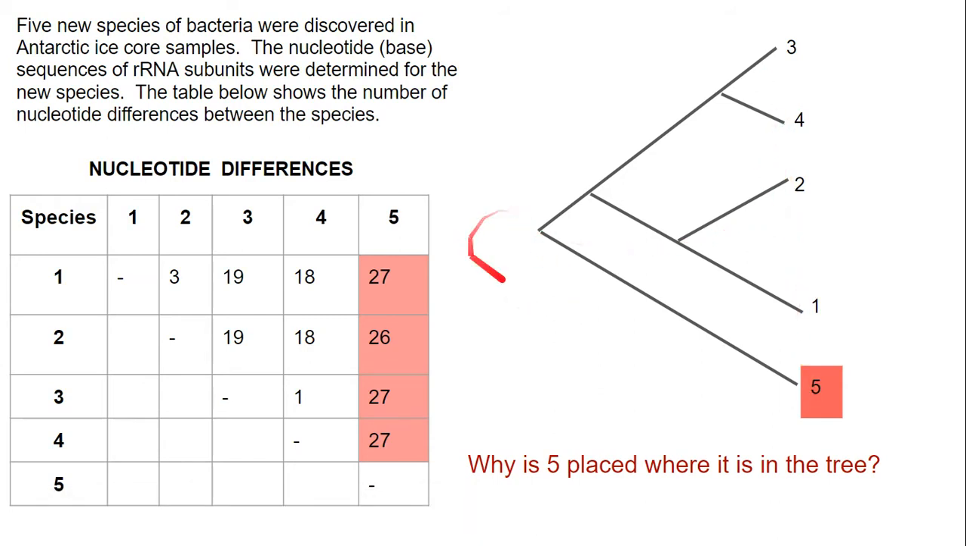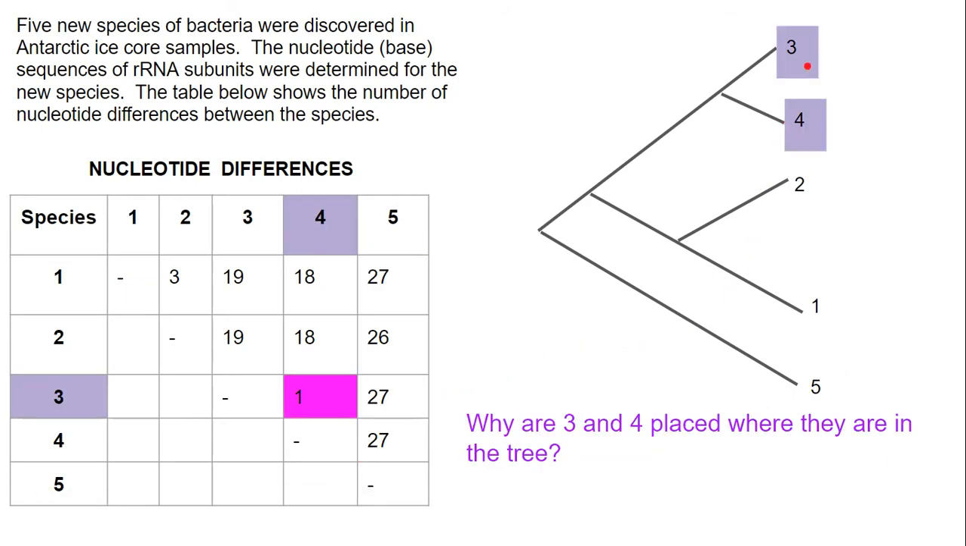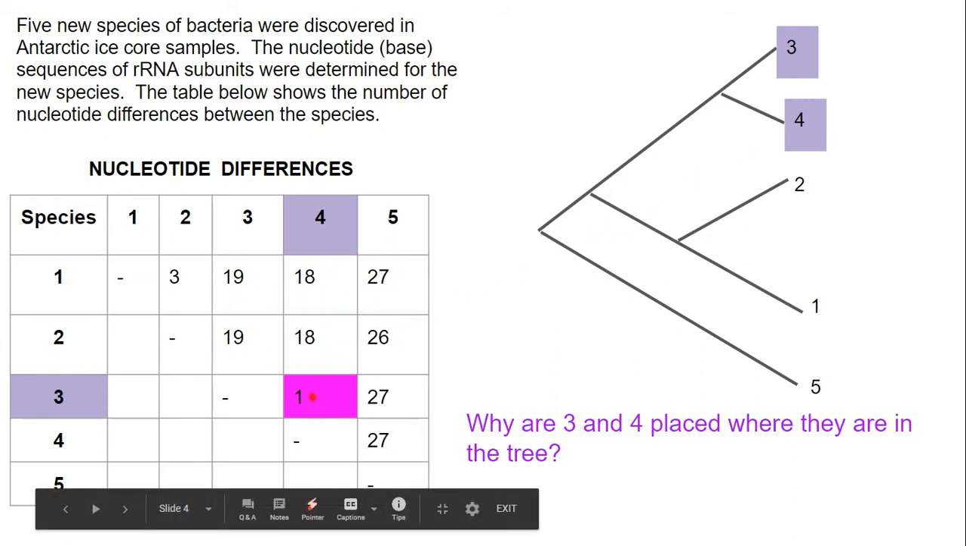Okay, so the first thing we do when we look at this is find what we call the out group. We have out groups in cladograms as well, those organisms with the least number of derived characters, but for this one we're looking at which one is most different from all of the others. And then the next thing I ask is why are 3 and 4 placed where they are in the tree, up in this corner? Well, when we look at the chart, which 2 organisms were most recently the same species?